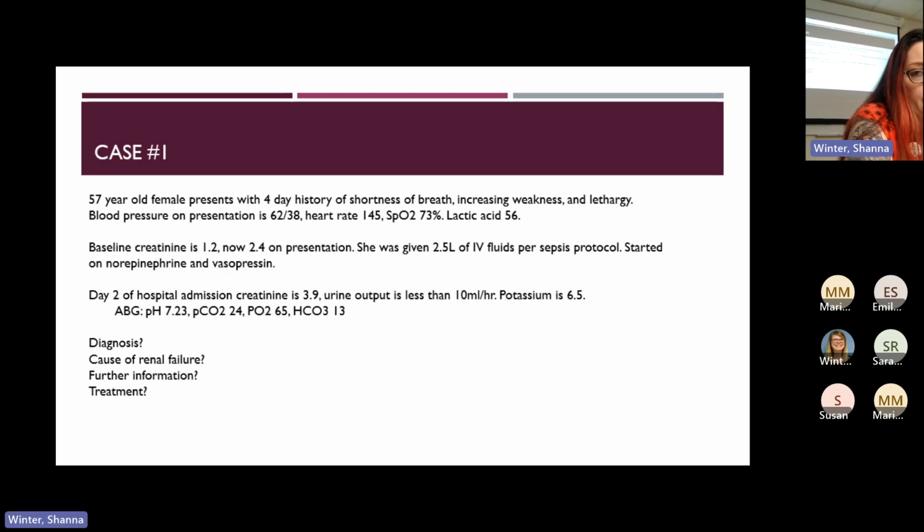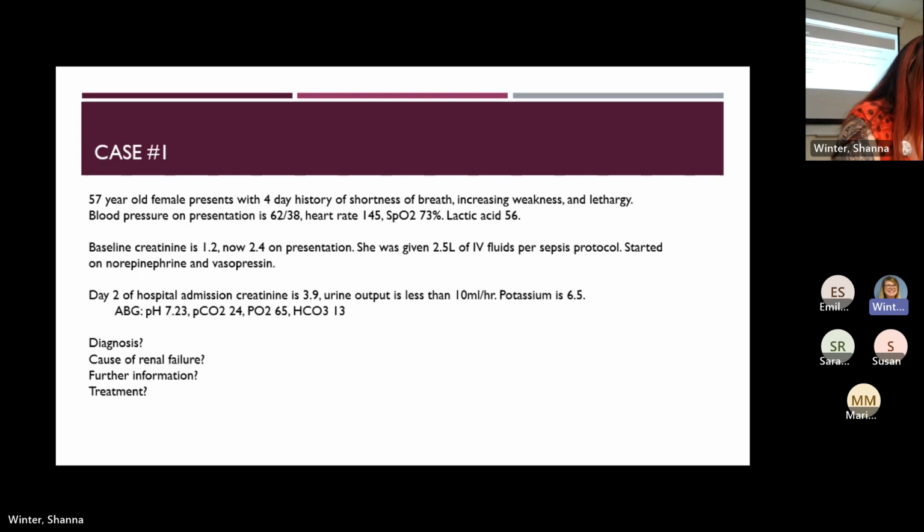Urine output is less than 10 milliliters an hour, which really actually isn't the official cutoff. It should be 0.5 milliliters per kilogram, but we typically just say 10. And her potassium is 6.5, and she's got acidosis. Before I go into these questions, what kind of acidosis is that? Acidotic. Yes, I know, but what kind? Okay, so it's a metabolic acidosis.